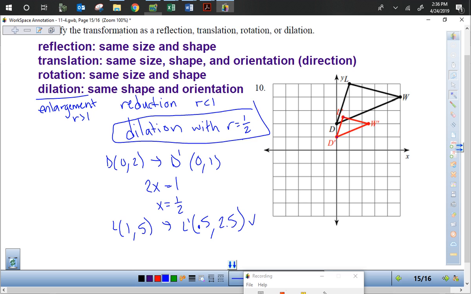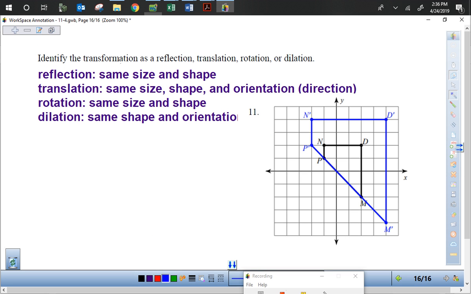All right, last one here, also a dilation. Hopefully that's an immediate reaction because they're not the same size. And when they're not the same size, the only one that works is dilation. Okay, so again, focus on a couple points. I'll start at P, which was negative 1, 1. And it went to P prime on the graph here, which was negative 2, 2. All right, our original here is smaller, so this is an enlargement.